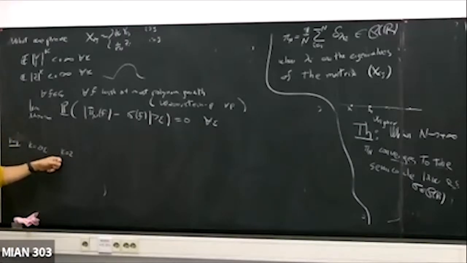Of course, if k is less than 2, there are also results, but the limit will not be the semicircle law. If the second moment is infinite, even the central limit theorem you have to modify. So it's clear that the behavior should be a bit different.